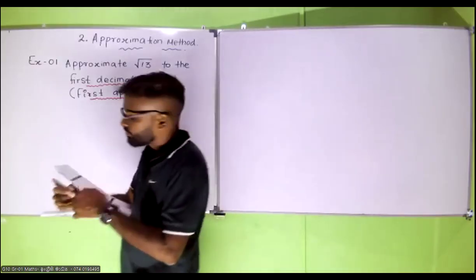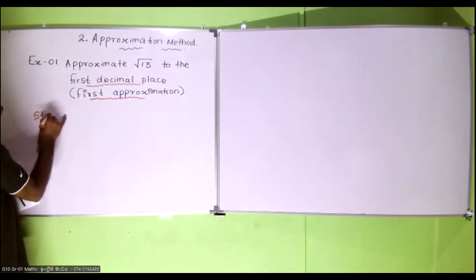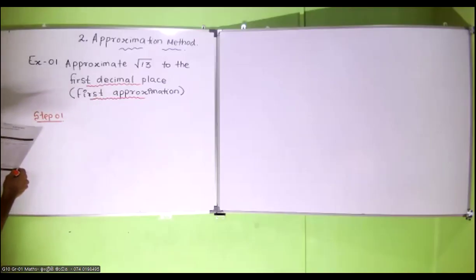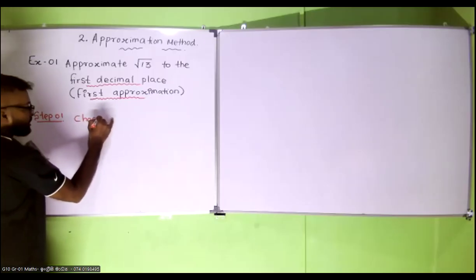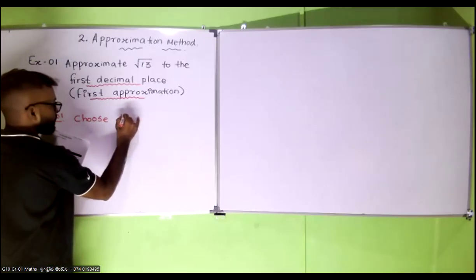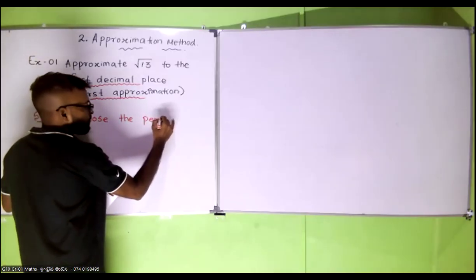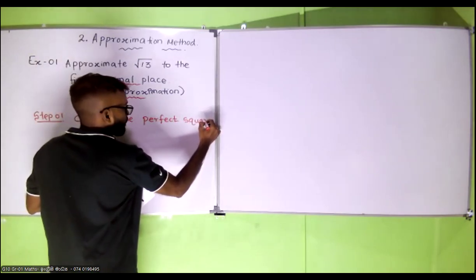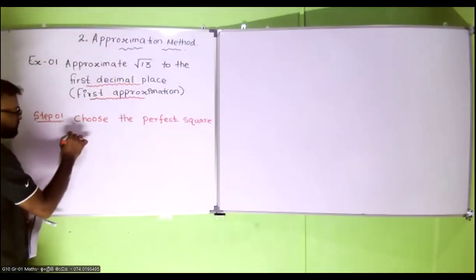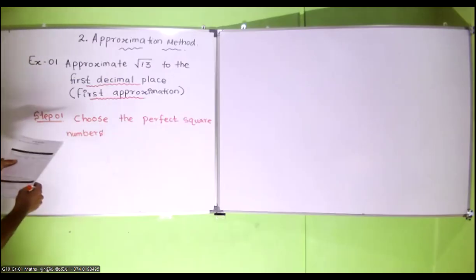Okay. Step number 1. I have given it in the tutor. Choose the perfect square numbers. I will explain this one. First write, choose the perfect square numbers.